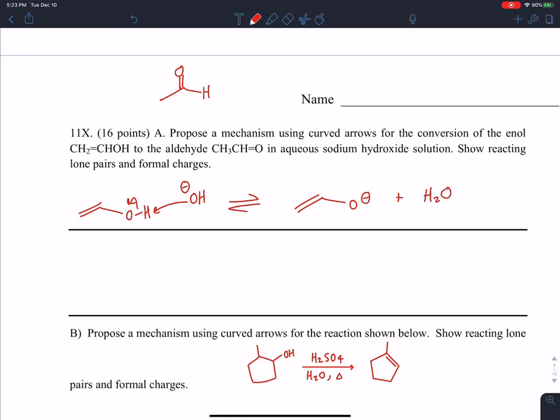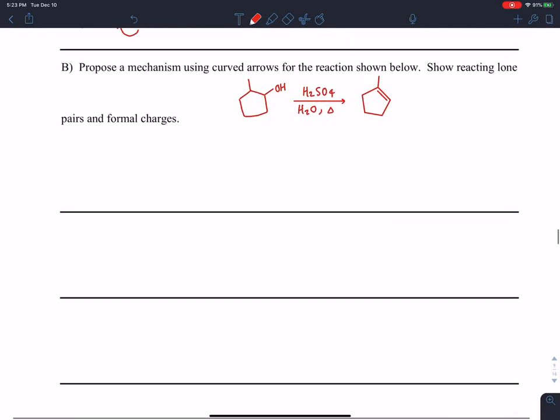And then the second step would be to protonate. So we have water. So this goes down, and then this grabs the H from the water. Here, let me draw it out for you. Alright, it's water like that, and then this ends up giving me my aldehyde, plus OH minus is reformed. Awesome.